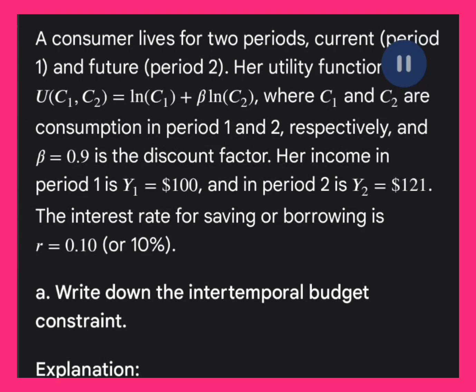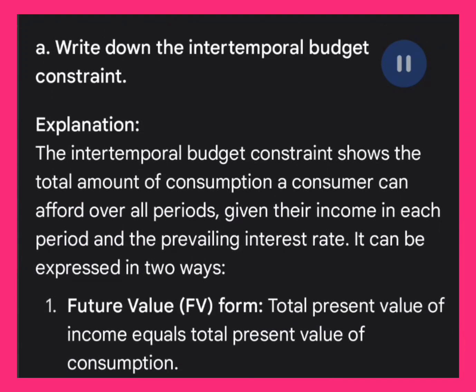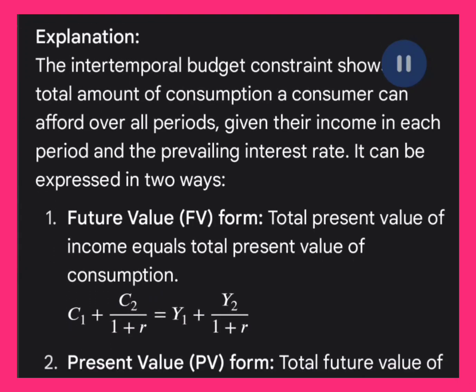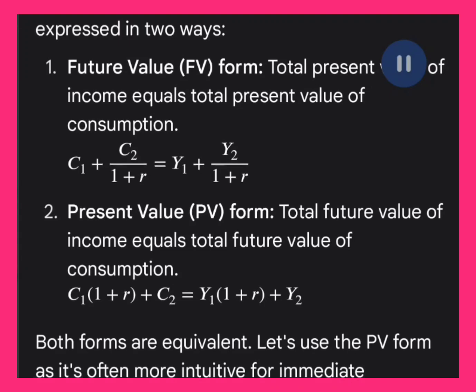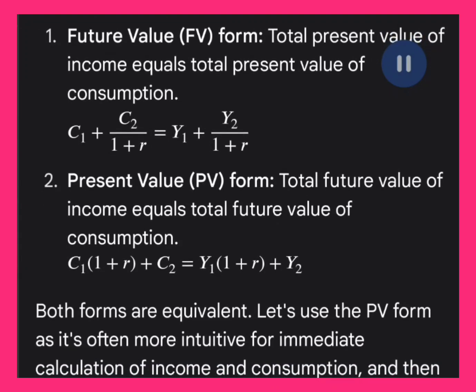Explanation. The intertemporal budget constraint shows the total amount of consumption a consumer can afford over all periods, given their income in each period and the prevailing interest rate. It can be expressed in 2 ways. 1. Present value, PV form. Total present value of income equals total present value of consumption. C_1 + C_2/(1+r) = Y_1 + Y_2/(1+r).